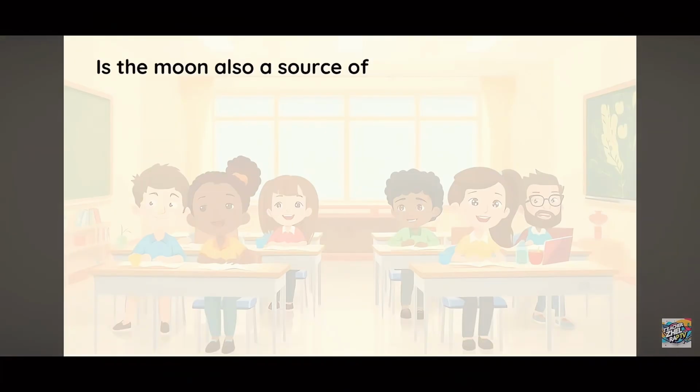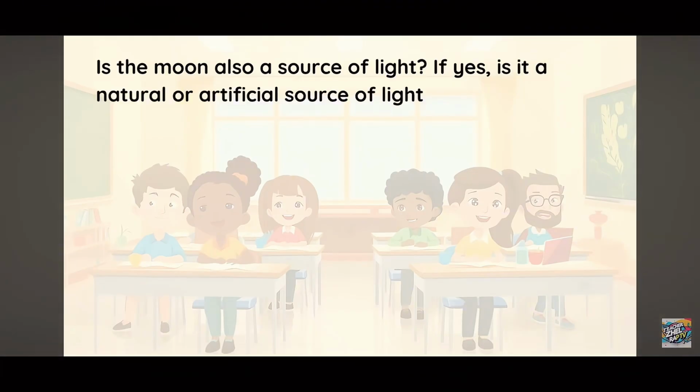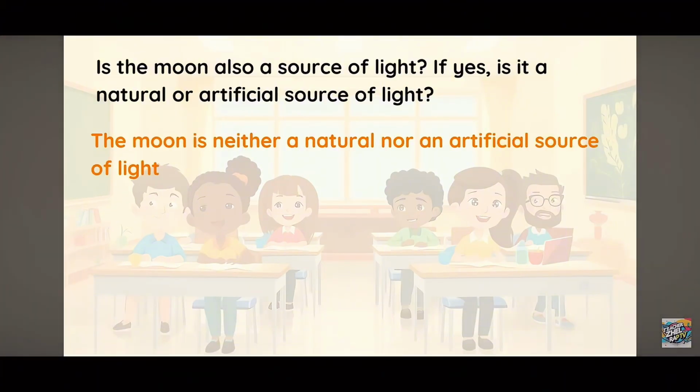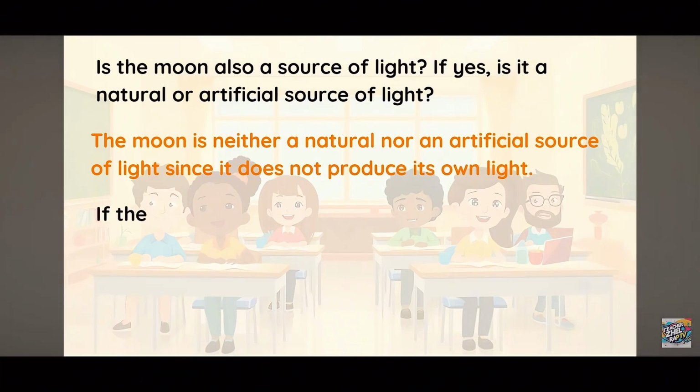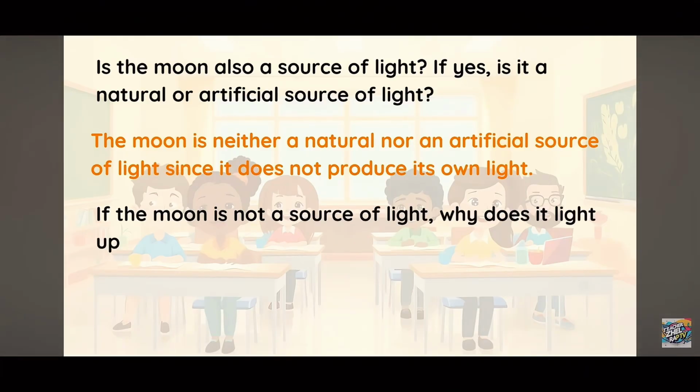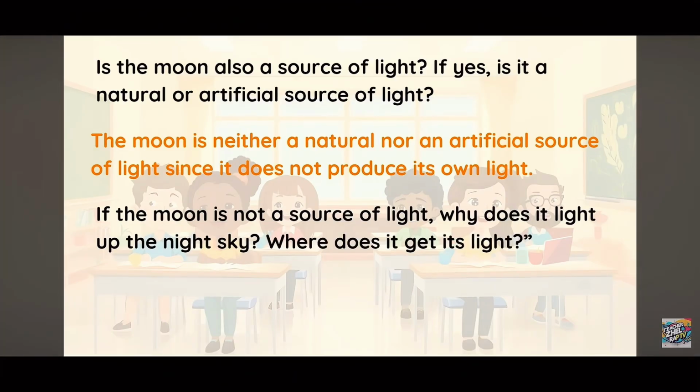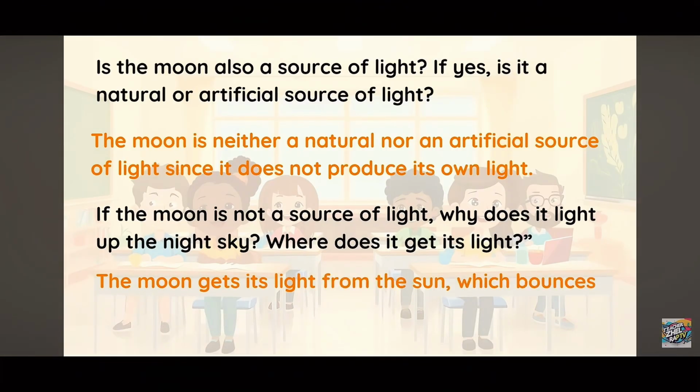Is the moon also a source of light? If yes, is it a natural or artificial source of light? The moon is neither a natural nor an artificial source of light, since it does not produce its own light. If the moon is not a source of light, why does it light up the night sky? Where does it get its light? The moon gets its light from the sun, which bounces off the surface of the moon.